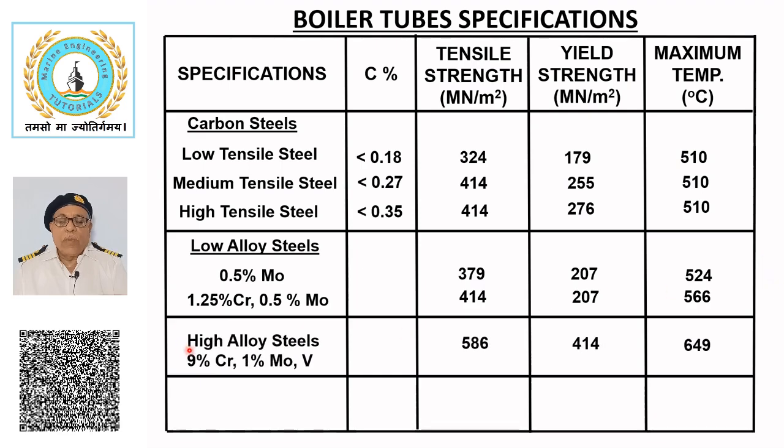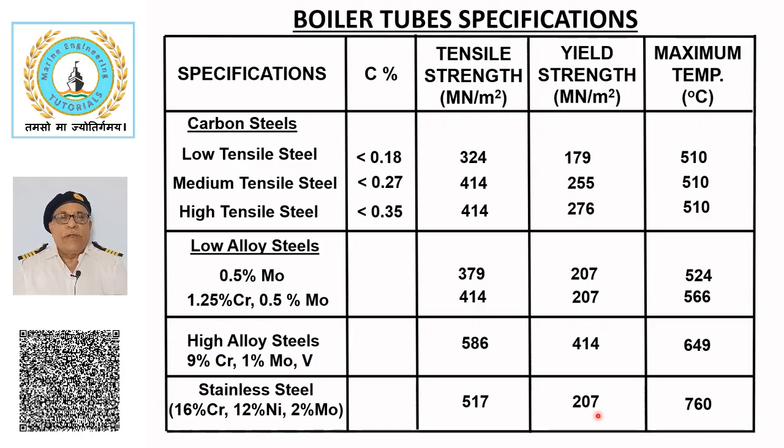High alloy steels. High alloy steel with 9% chromium, 1% molybdenum and vanadium has average yield strength of 414 meganewton per meter square at an average temperature of 649 degrees Celsius. Stainless steel. Stainless steel with 16% chromium, 12% nickel and 2% molybdenum has average yield strength of 207 meganewton per meter square at an average temperature of 760 degrees Celsius.